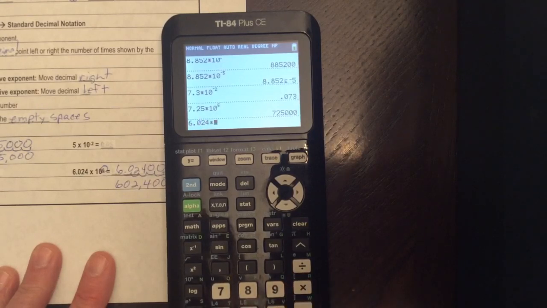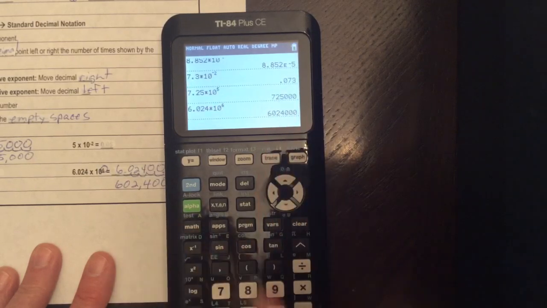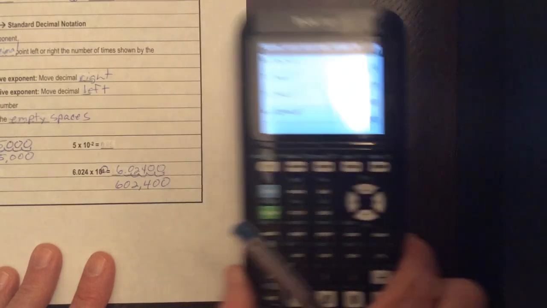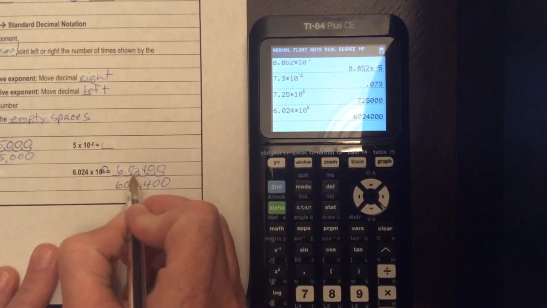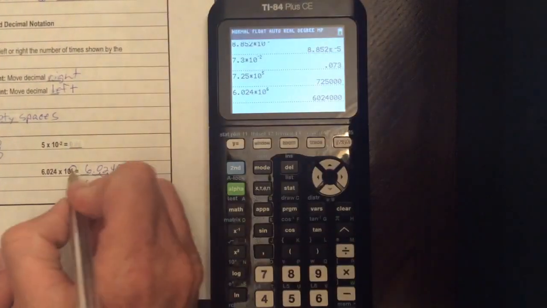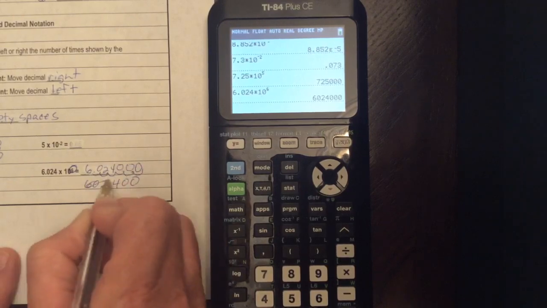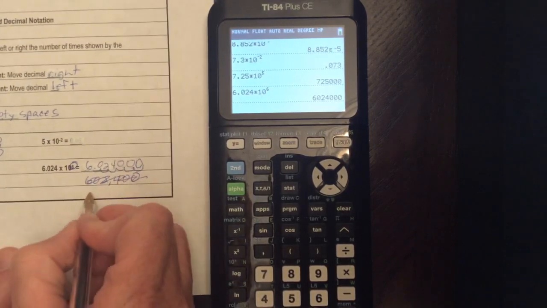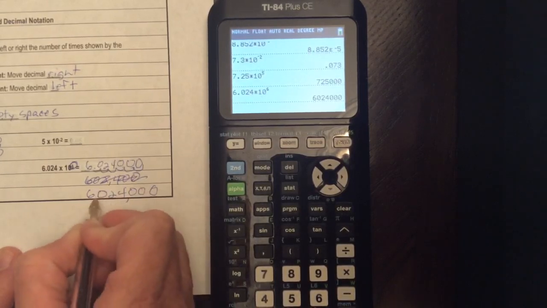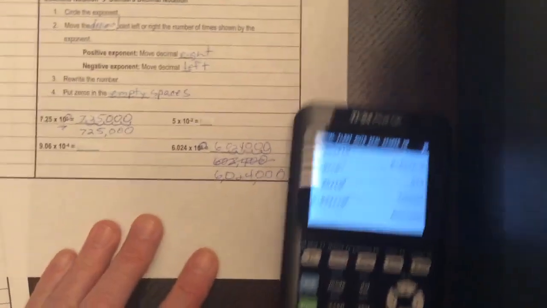6.024 times 10 to the 6th power. There you go. Hold on a second. 1, 2, 3, 4, 5. See, I caught my error. Because this is a 6, not a 5. So we need to go over one more. So that means our number is 6,024,000. Okay? Now let's do the small numbers.